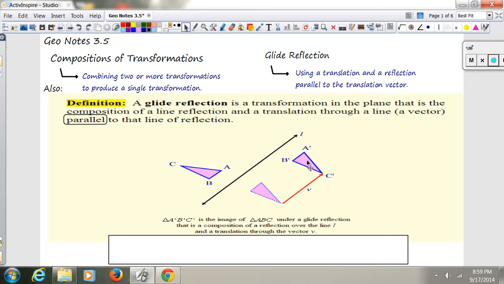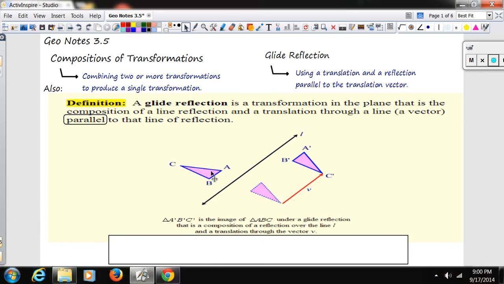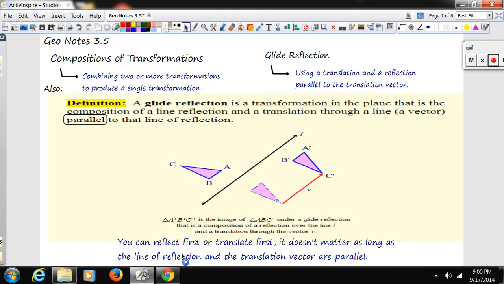So A prime, B prime, C prime is the image of ABC under a glide reflection. That's a composition of a reflection and a translation. So we've reflected it and then we slid it and it came up to here. So this would be the image after a glide reflection. You can reflect first or translate first. It doesn't matter, as long as the line of reflection and the translation vector are parallel. So if I wanted to slide and then flip, that's okay too. Either way would be fine, flip and slide or slide and flip, as long as the lines are parallel to each other. So that's called a glide reflection.